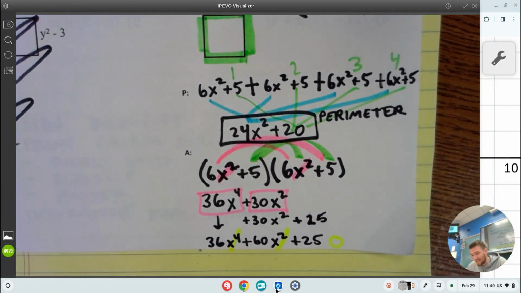All right, that was foiling. That was plenty of practice. At the same time, foiling is one of those things you're going to do a lot from now on. Nice job.